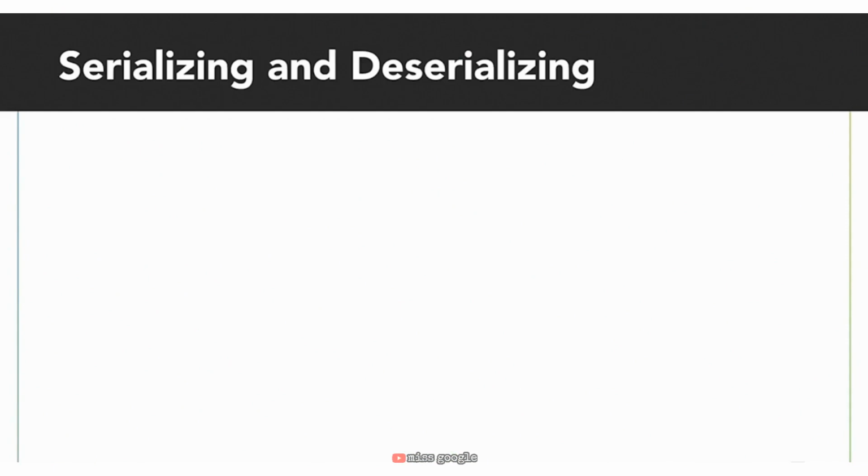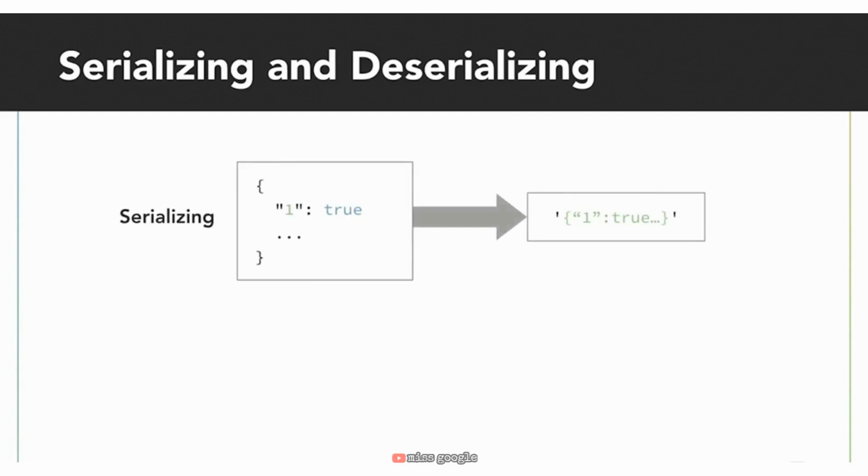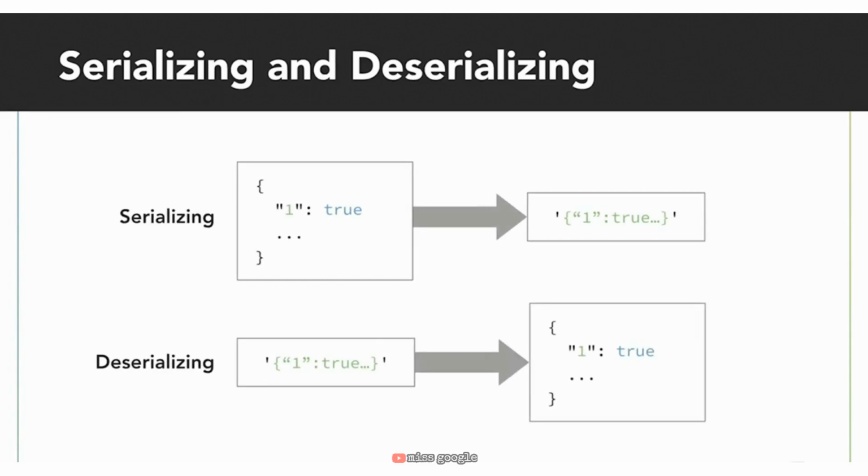You may see the terms serialize and deserialize used in reference to working with JSON. Serializing JSON means turning a structure into a JSON string, while deserializing is the reverse, turning a JSON string into a structure that a programming language can work with.